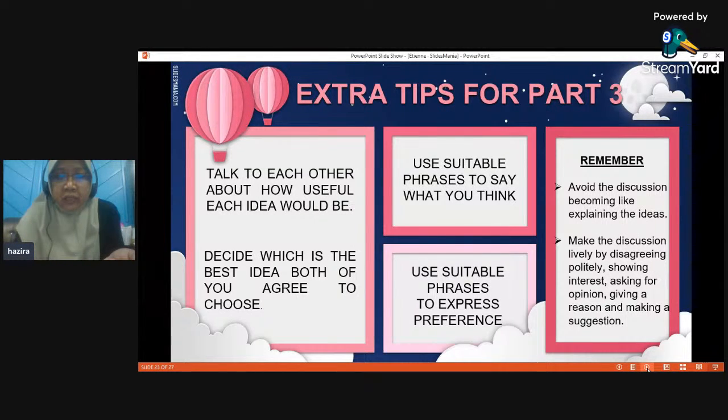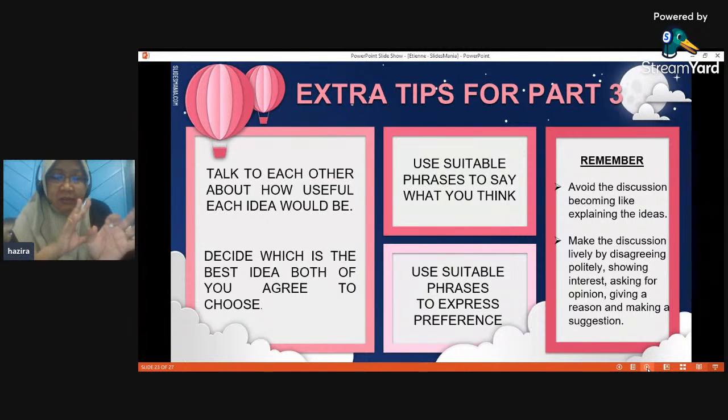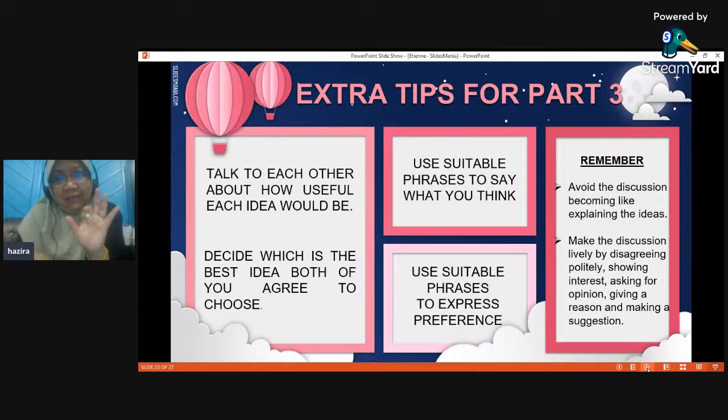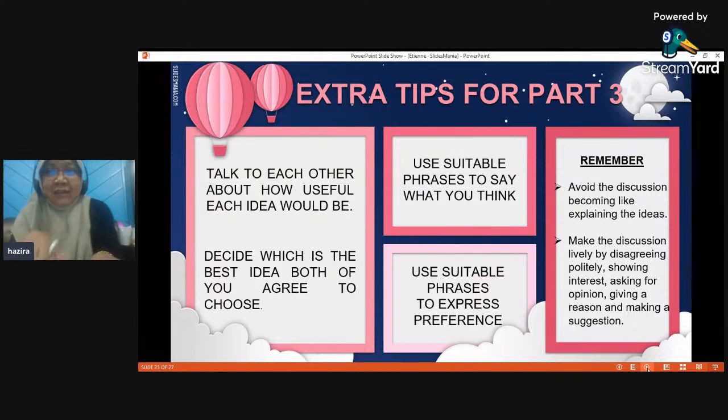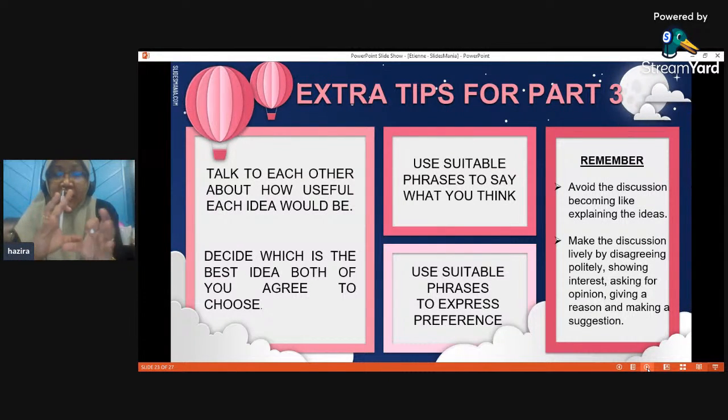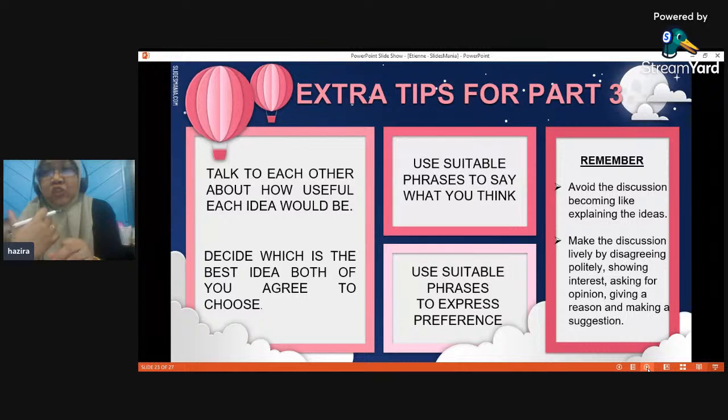And number two, decide which idea you agree to choose together and give a reason why it is the best. Remember, after you discuss, you have to decide. You have to decide by hook or by crook, you have to choose the same point. You cannot do your own thing, you choose this, you choose that. No, that is not the way. You have to decide together which one you are going to choose.